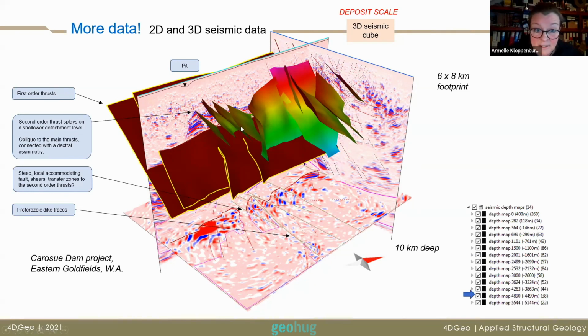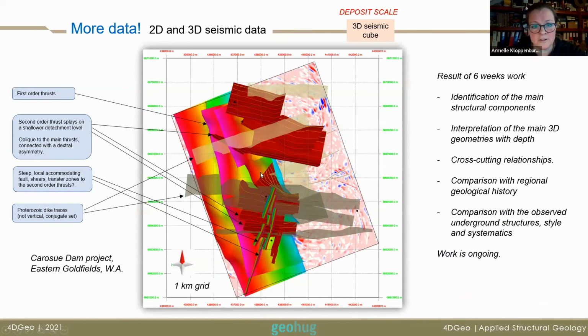Based on a series of slices like this, and a series of sections and cross sections, you can start to map out these faults and structures, or the key ones at least, in 3 dimensions. Then you can start to analyze where cross-cutting relationships exist and where you have a spatial correlation with known deposits. With that information, you can look for additional targets. This work is work in progress. It's the result of 6 weeks of work. But what you do is identify the main structural components and work from there.